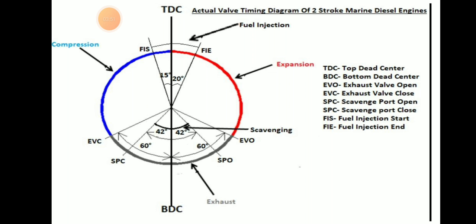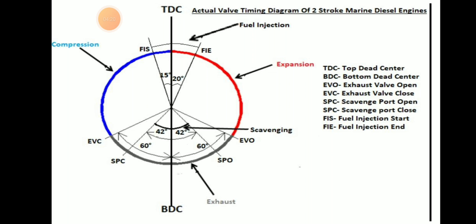Then scavenging is the period mainly for removing the exhaust gases of the previous cycle. It takes place from almost 42 degrees before TDC to after TDC. The exhaust valve will open 60 degrees before BDC, and it will close 60 degrees after the BDC. Then the scavenge port opens 42 degrees before and closes 42 degrees after. So this was the case of scavenging and the compression stroke.